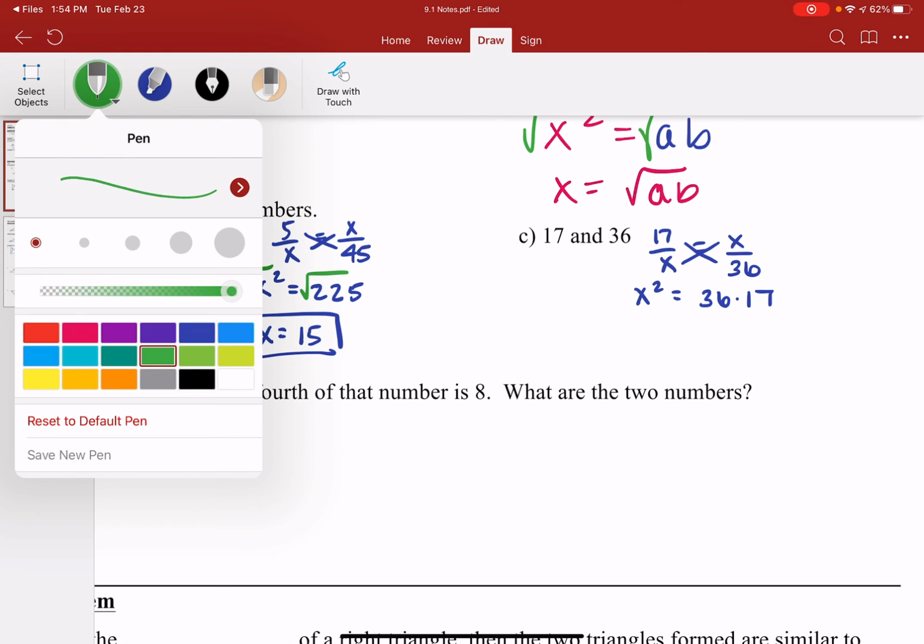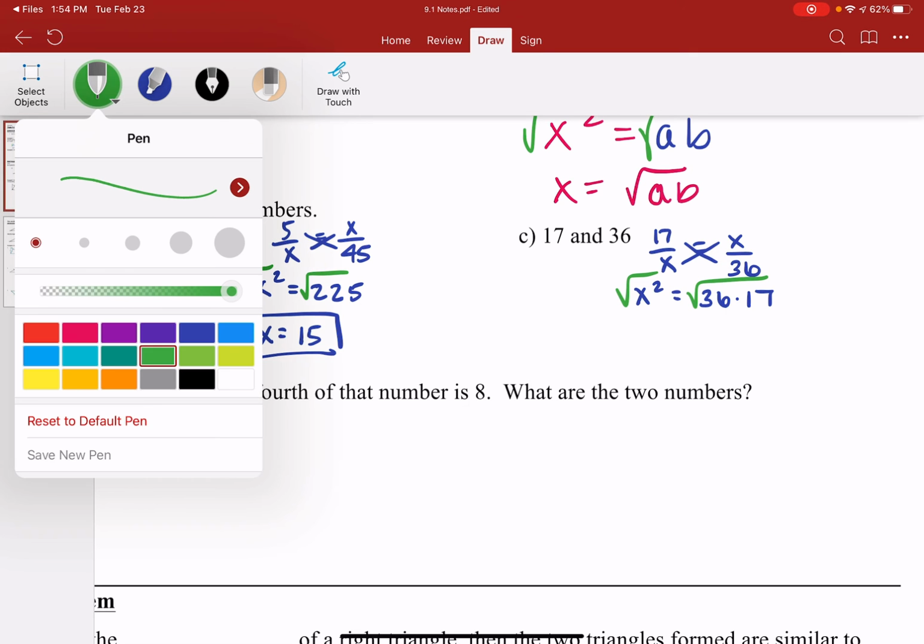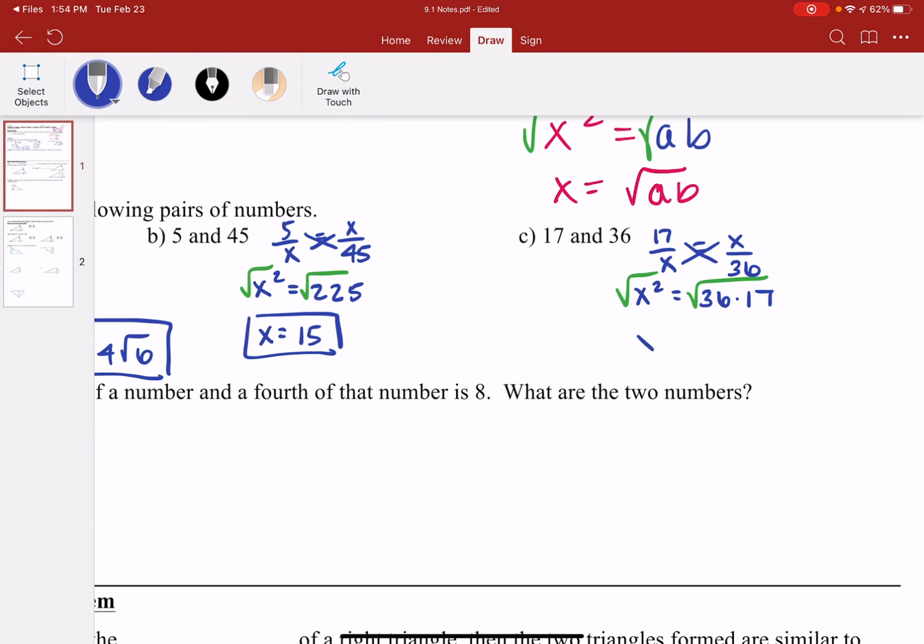I'm going to square root both sides. And then when I do that, I don't have to multiply and then re-reduce again, because I know the square root of 36 is 6. So that comes out, and the 17 stays underneath. Okay, if you're confused about the reducing radicals, again, watch that video. Focus more on making sure you understand the process for finding the geometric mean. If you're a little confused with the reducing, we can work on that.